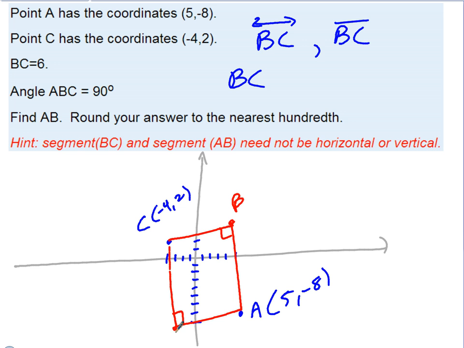Now, we don't know what the coordinates of B are. But what it does tell us is that the distance between B and C is 6. Okay? So we would have to be the top. Yeah. Why is that? Okay, so if I know that this distance is 6, any suggestions here what I can do?